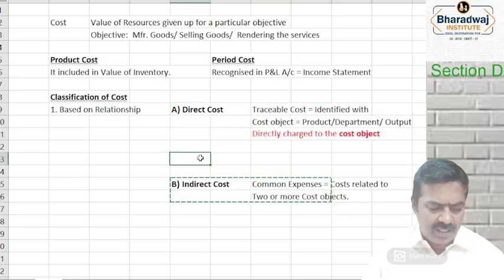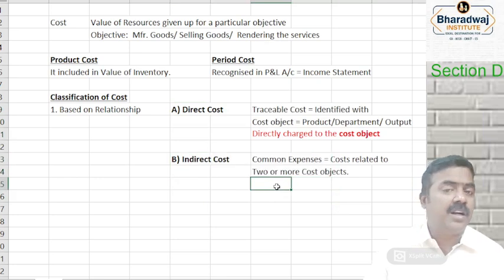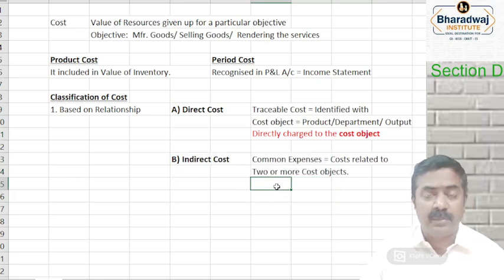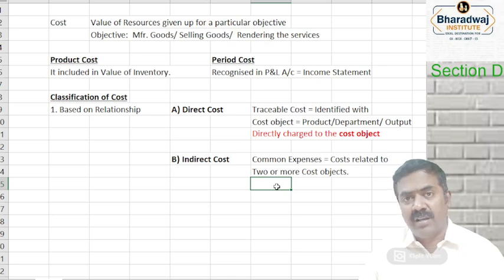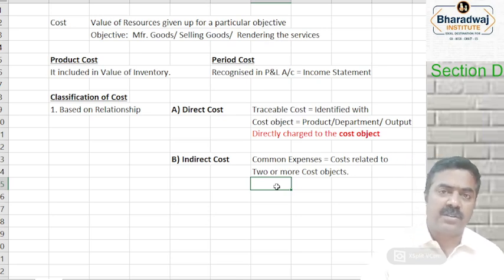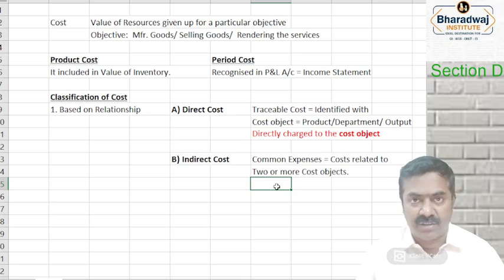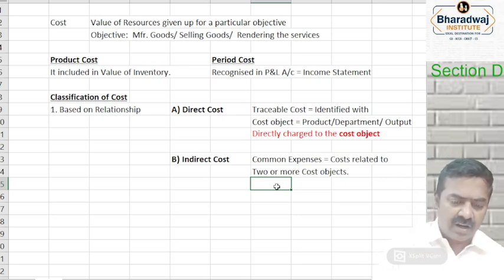Indirect cost is like the principal's salary, general administrative people's salary. It can be general promotion expenses, overall upkeep and maintenance of the college. So those things are shared proportionately.